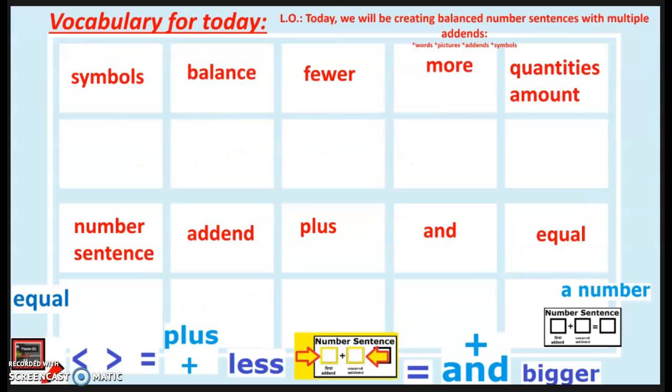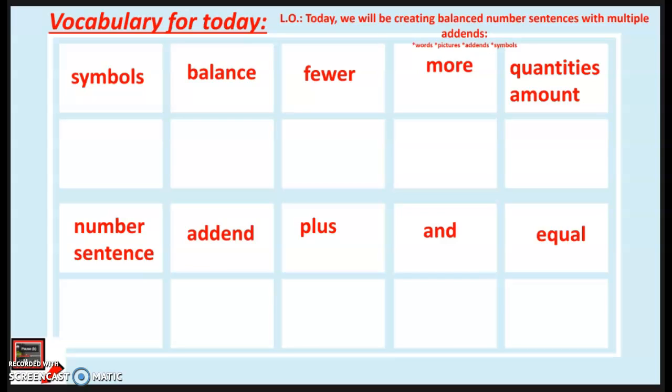Some vocabulary today: we have symbols, balance, fewer, more, quantities, amount, number sentence, add-ins, plus, and equal. Go ahead and match the blue words and pictures to the red words. Pause this video and get that done.